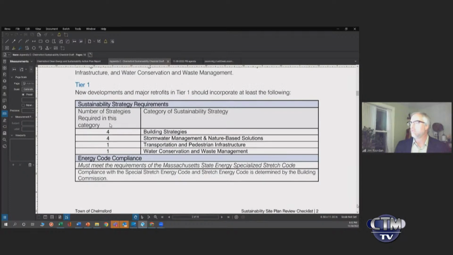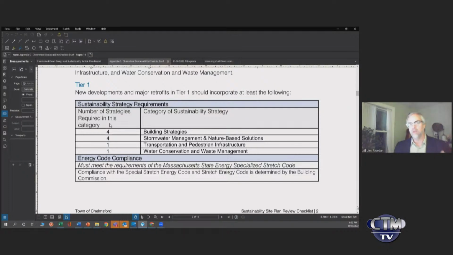And then for each one of the tiers, Tier 1 is, again, the most intensive or the most restrictive. There are different requirements for the number of strategies that would be included over the course of time. And of course, as Evan was mentioning at the beginning, these things would not be requirements. The applicant would be asked to fill out the checklist. They'd be required to fill out the checklist and have a dialogue and a discussion with the planning board about the kind of strategies that might get implemented here.